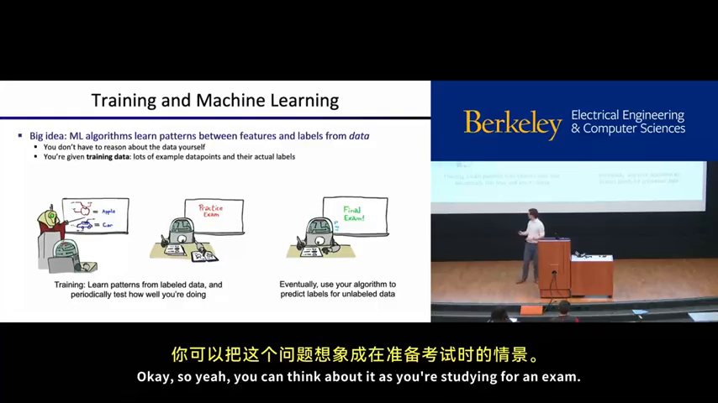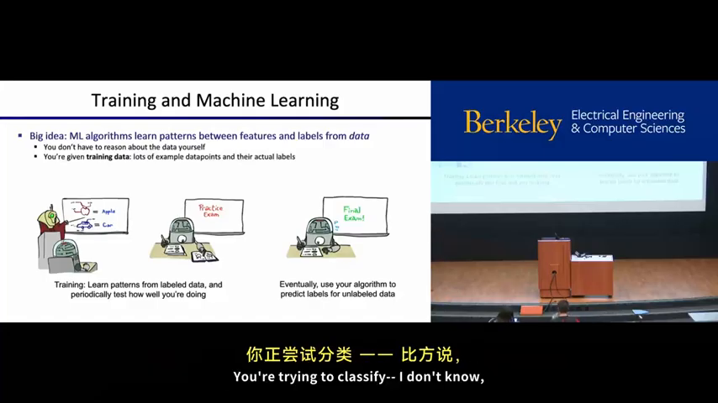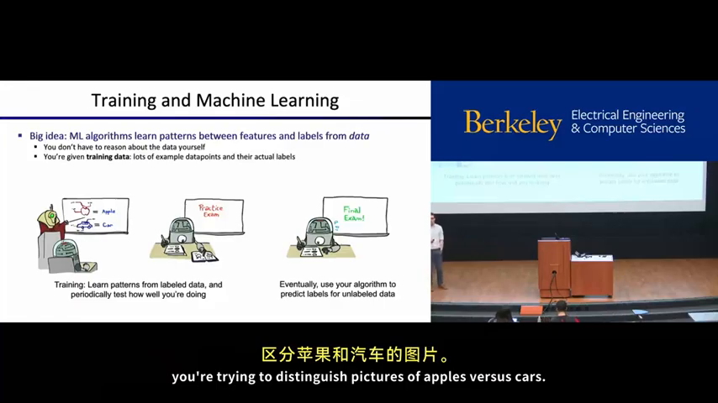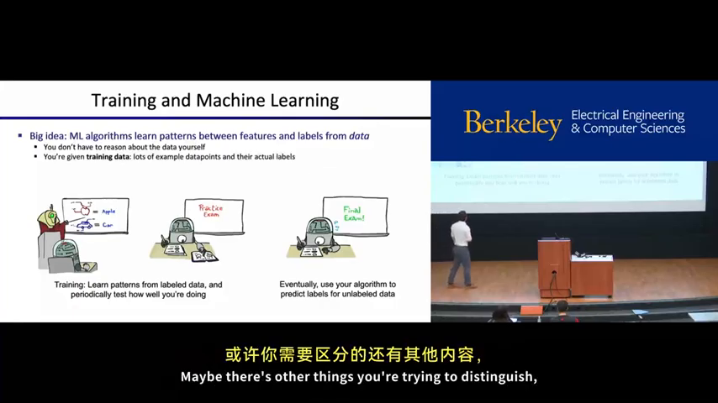Okay, so yeah, you can think about it as like you're studying for an exam, right? You're sitting there and you're getting examples of, this is an apple, this is a car. You're trying to distinguish pictures of apples versus cars. I don't know why this would be the task that you would be given. Maybe there's other things you're trying to distinguish, and this is just the first slide of it.